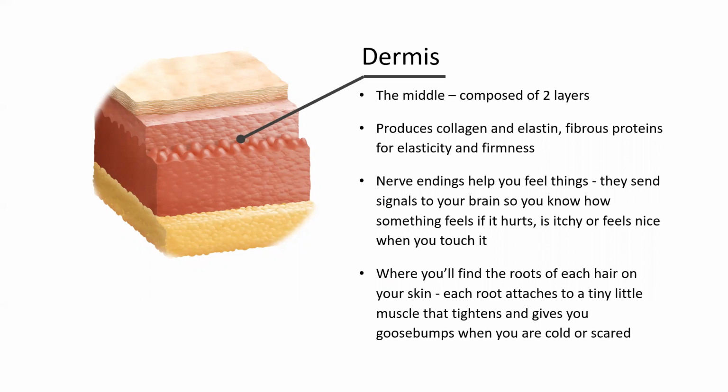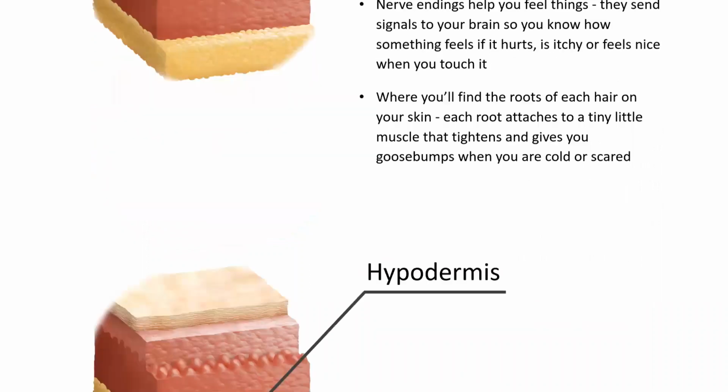Each root attaches to a tiny little muscle, right? And by the way, that tiny little muscle, when it tightens, is what actually gives you goosebumps. Did you know that? How cool. So when you're cold or you get scared and you get goosebumps, it's a teeny tiny little muscle that's contracting, and that's pulling on the root, and that's what makes up goosebumps.